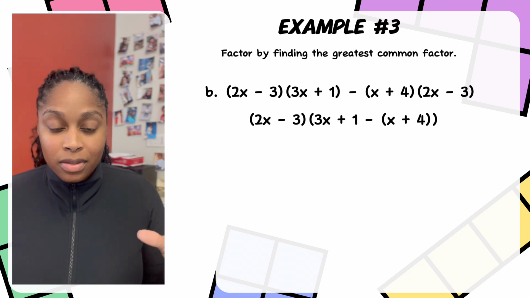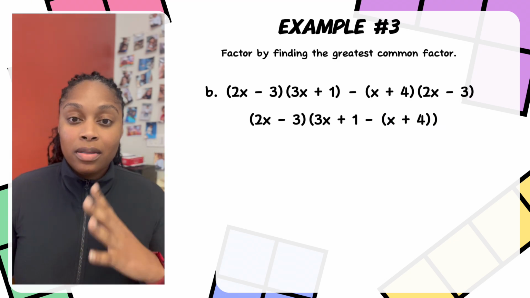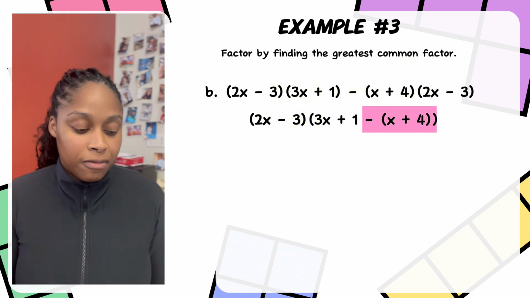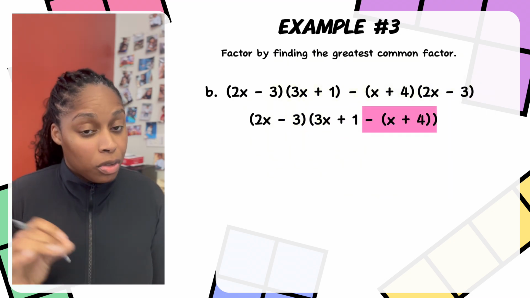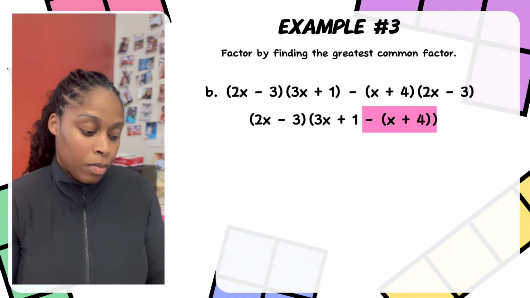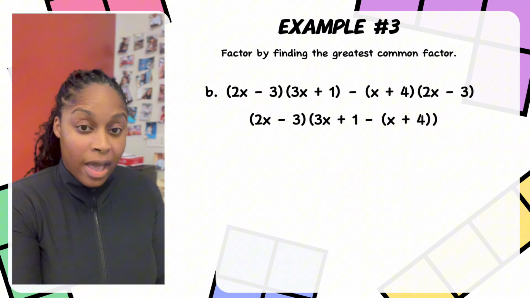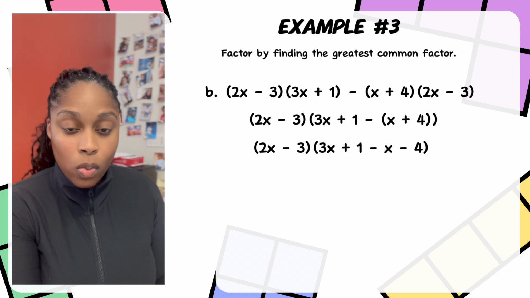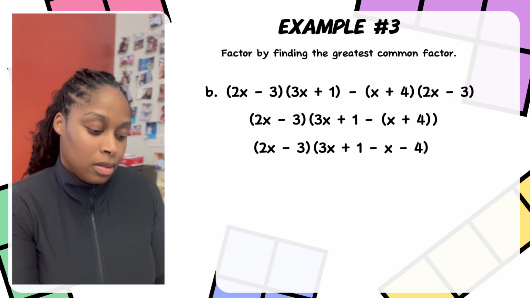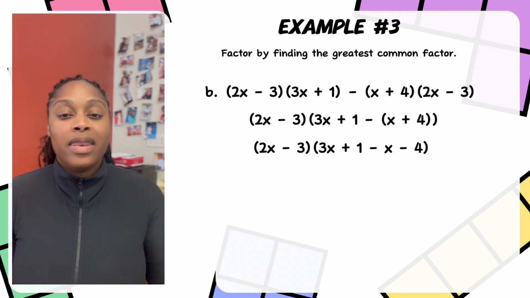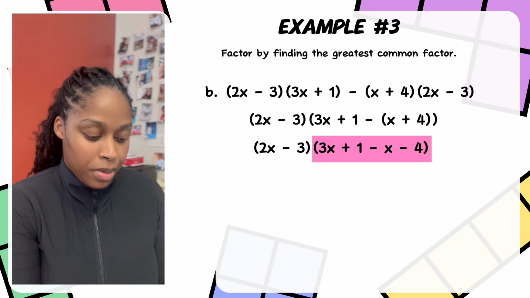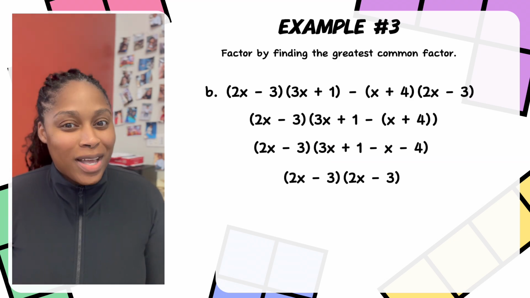So now I have this, and I need to simplify the second part of my expression. All right, so first let's deal with that negative. Since I have that negative, that means I need to distribute the negative to the x plus 4. So let's rewrite our problem. So now we have 2x minus 3 in our first set of parentheses, then 3x plus 1 minus x minus 4. And then now we can combine like terms. All right, so your final answer should be 2x minus 3 times 2x minus 3.